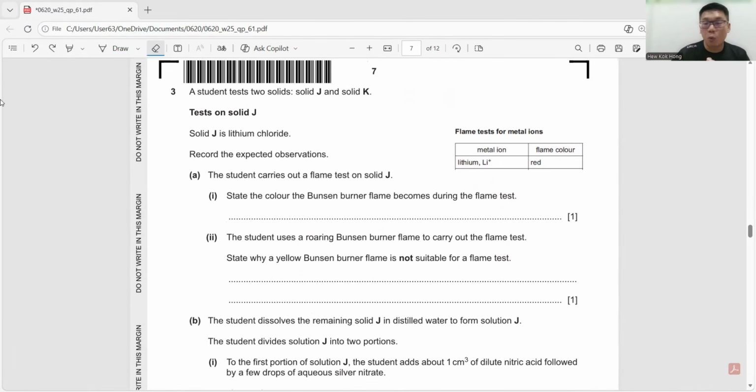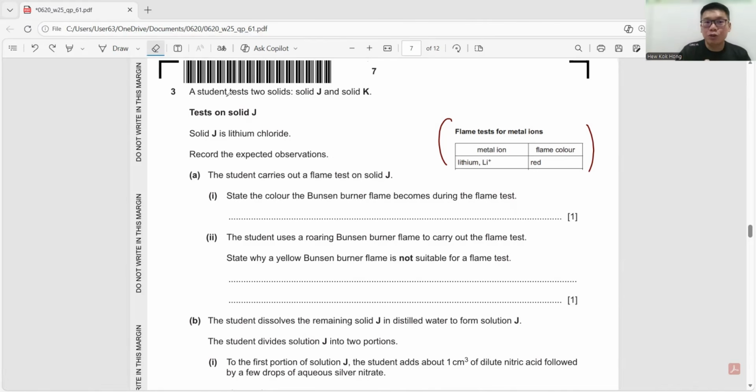Question number 3 is always qualitative analysis, and this question is easy because at the end they have many tables of information, so you can identify which cation, which anion, which gases are used. So the related info I already extracted here, so it's easier for you to see. In your IGCSE, you just refer back to the page.